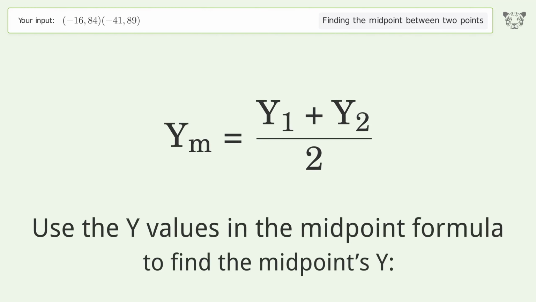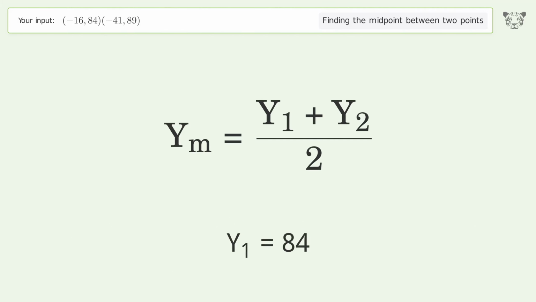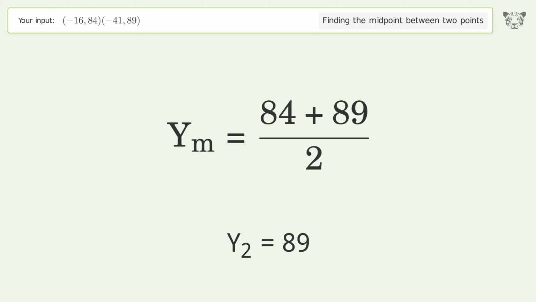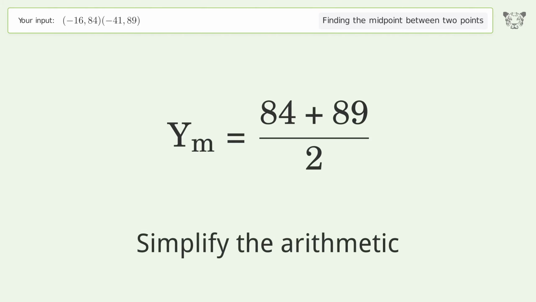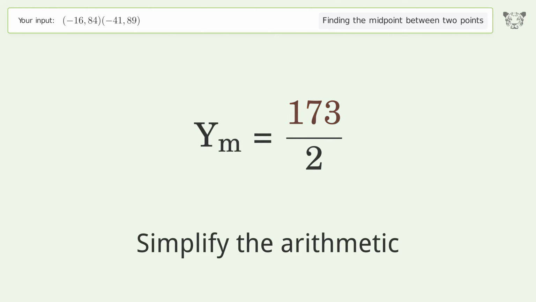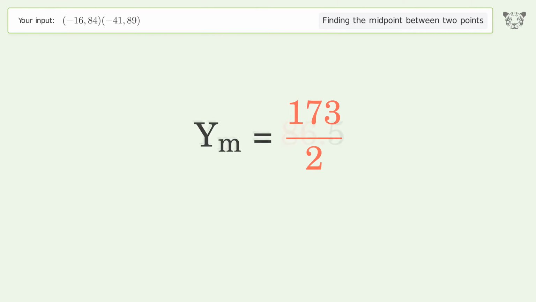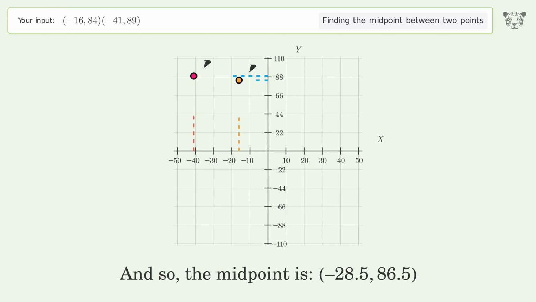Use the y values in the midpoint formula to find the midpoint's y. y1 equals 84. y2 equals 89. Simplify the arithmetic. And so, the midpoint is negative 28.5, 86.5.